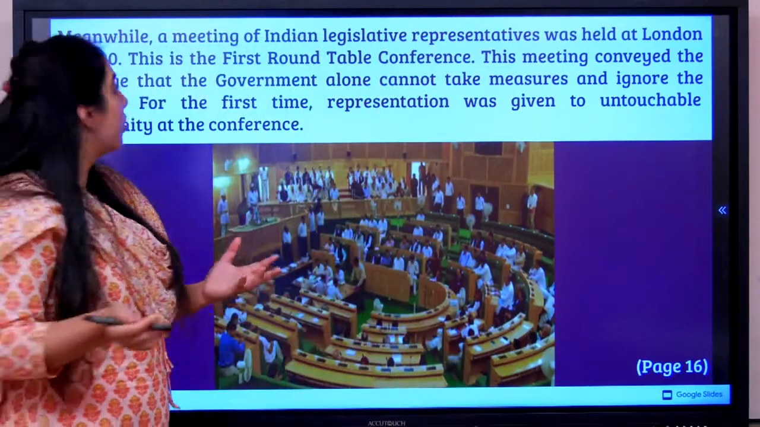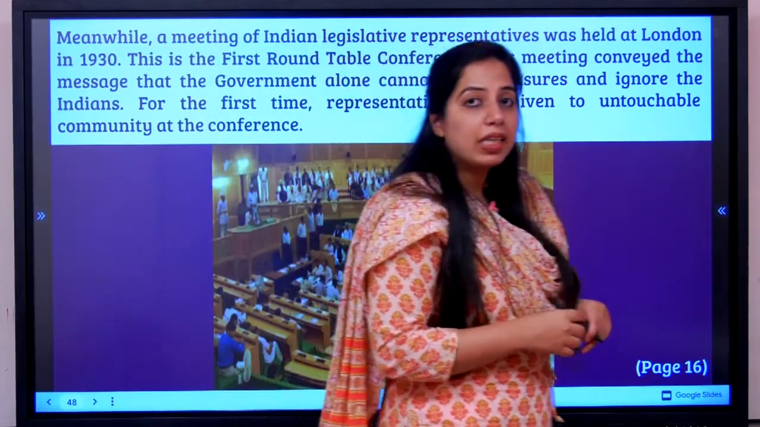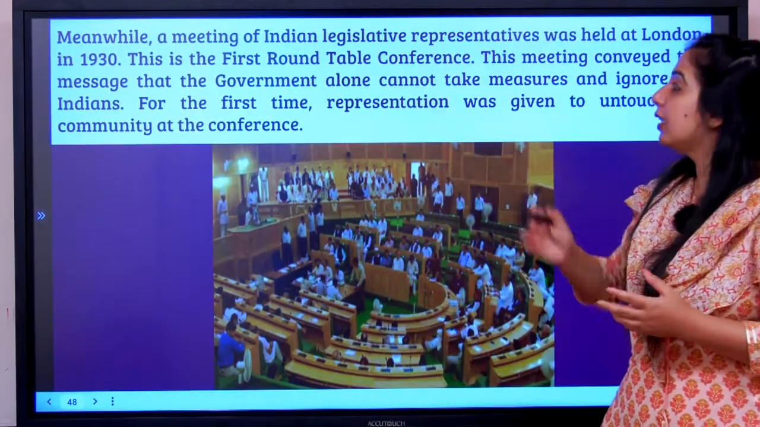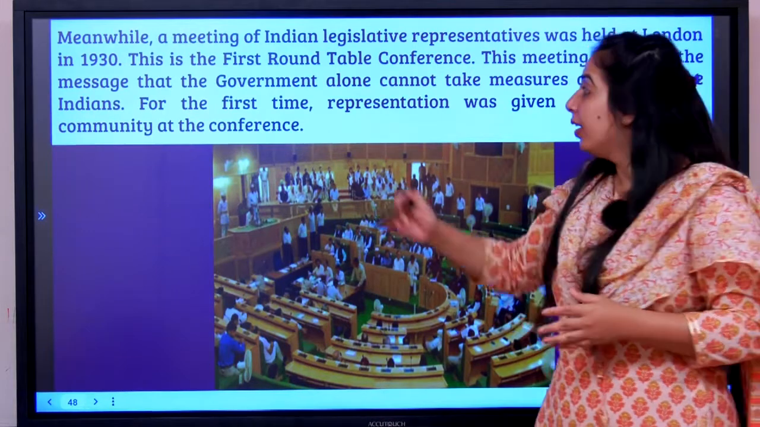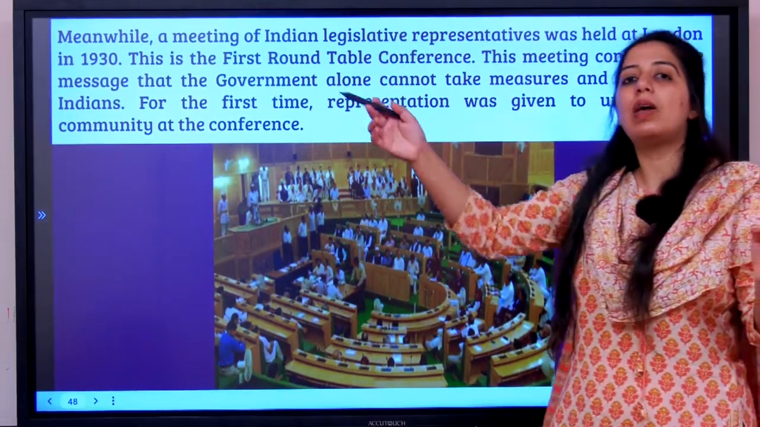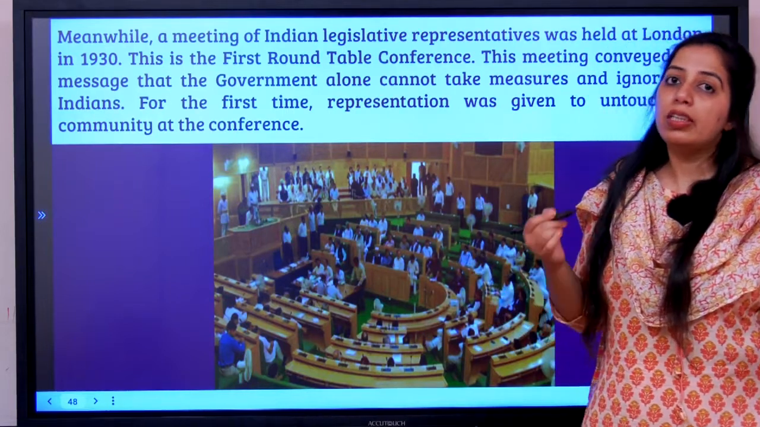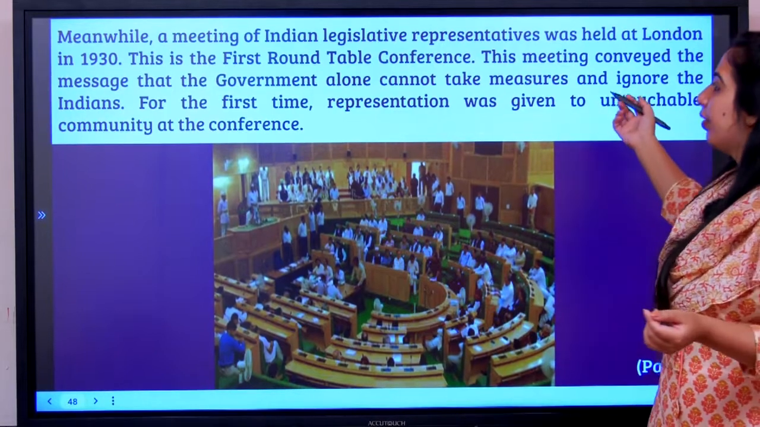What were the British doing? A meeting of Indian legislative representatives was held in London in 1930. This was the first Round Table Conference. It was held around a round table. All these representatives sat and spoke. So it's called the Round Table Conference.